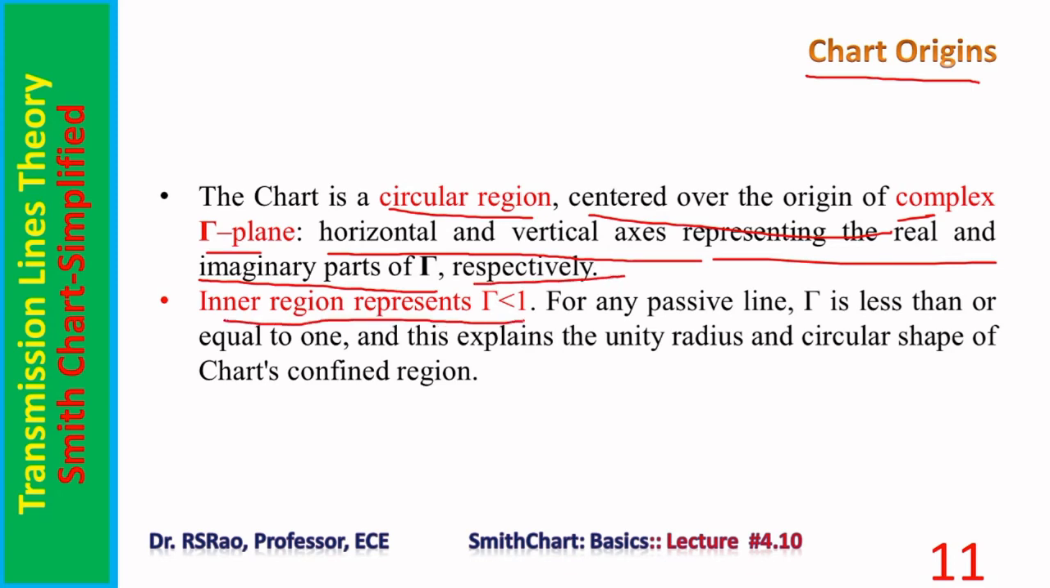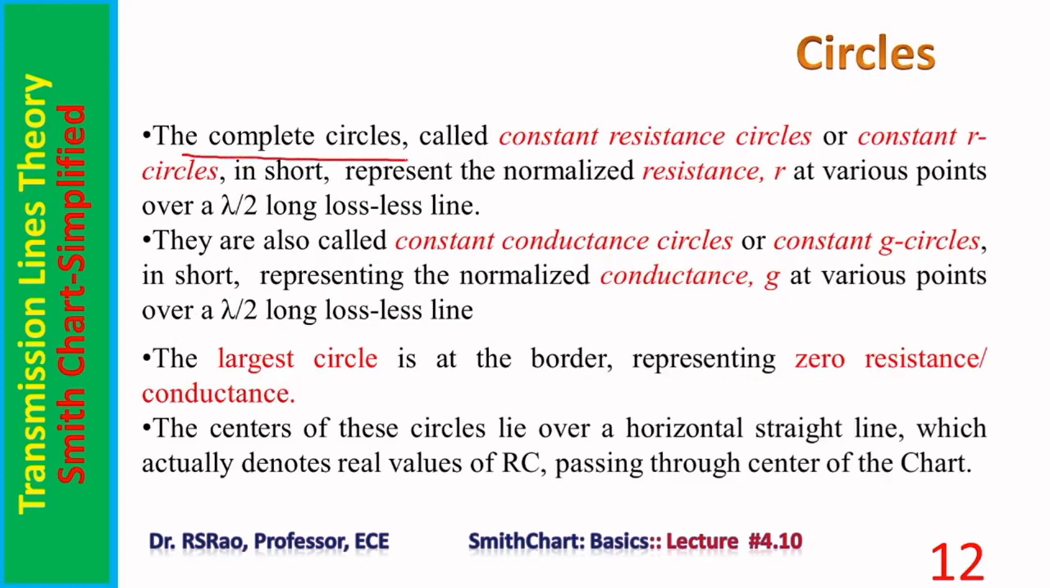The inner region represents gamma less than 1. For any passive line, gamma is less than or equal to 1, and this explains the unity radius and circular shape of the chart's confined region. This aspect was already discussed and understood. The complete circles are called constant resistance circles or constant R circles. In short, they represent normalized resistance R at various points over a lambda by 2 long lossless line.